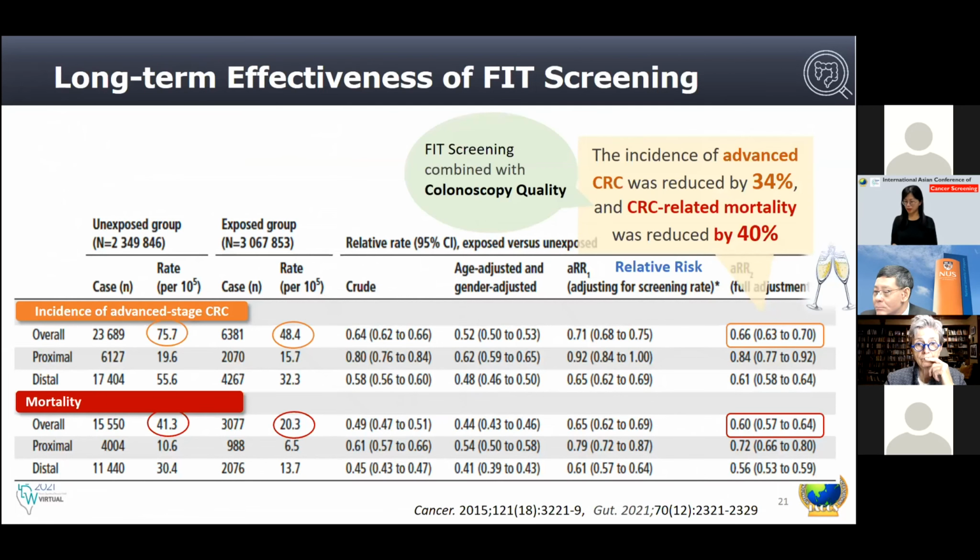The large-scale population-based biennial FIT screening combined with colonoscopy quality demonstrates a 34% significant reduction of advanced stage colorectal cancer and a 14% reduction of deaths from colorectal cancer. Our findings provide strong and consistent evidence for policy supporting population FIT organized service screening worldwide.